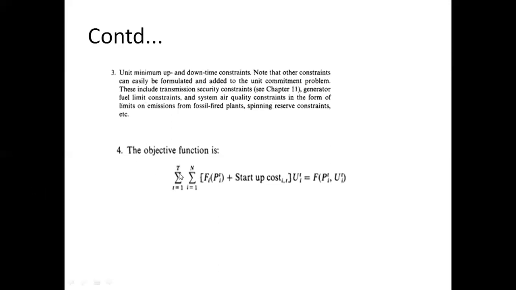The objective function is the summation over t equal to 1 to T, that is the summation over the entire time period. We are considering the first hour, second hour, third hour, up to the T-th hour, and the summation over i equal to 1 to N, that is all the units. So if we have 3 units, it will be 1 to 3, of F_i(P_i^t) plus the startup costs, the total summation into U_it, which is a function of P_it and U_it. This is the general objective function that we have.